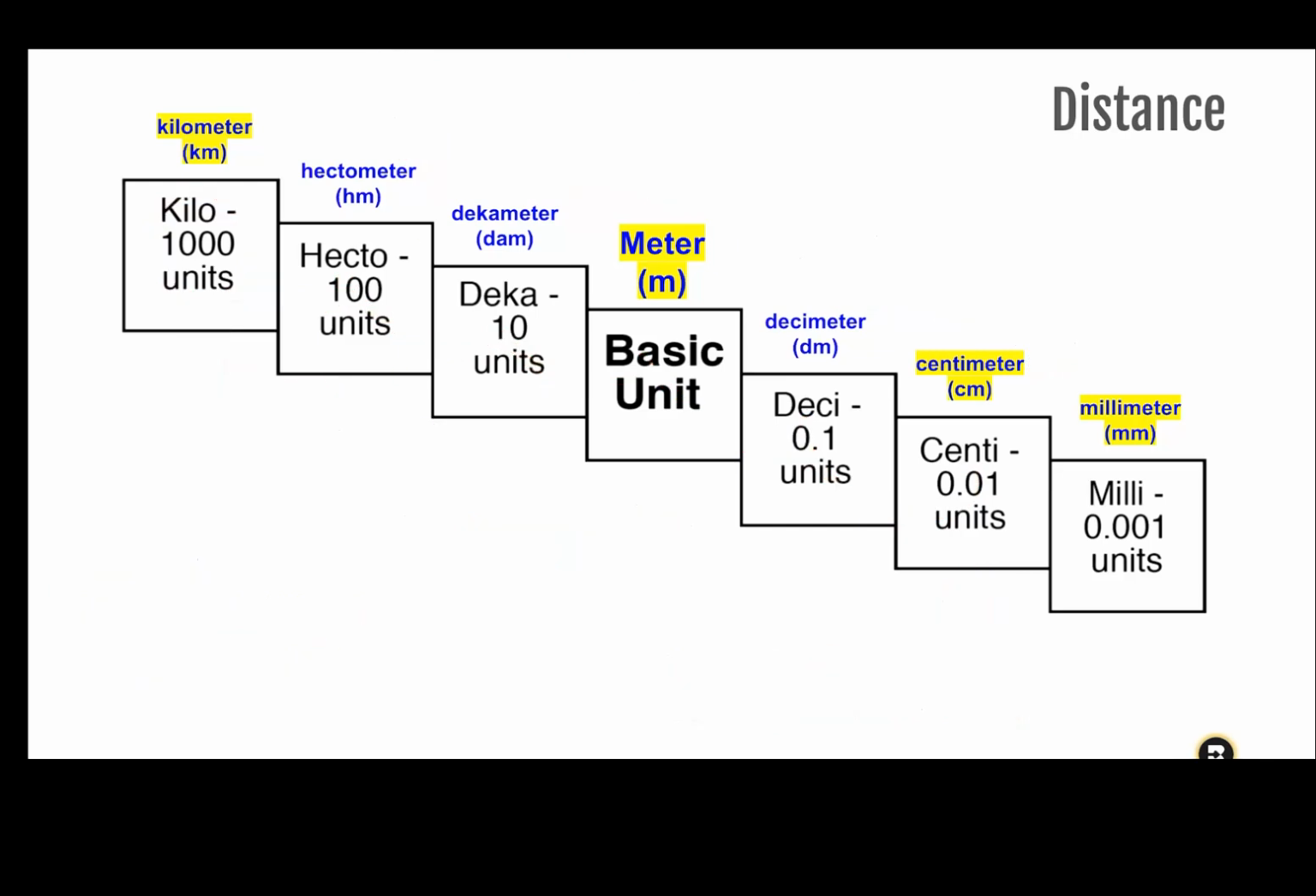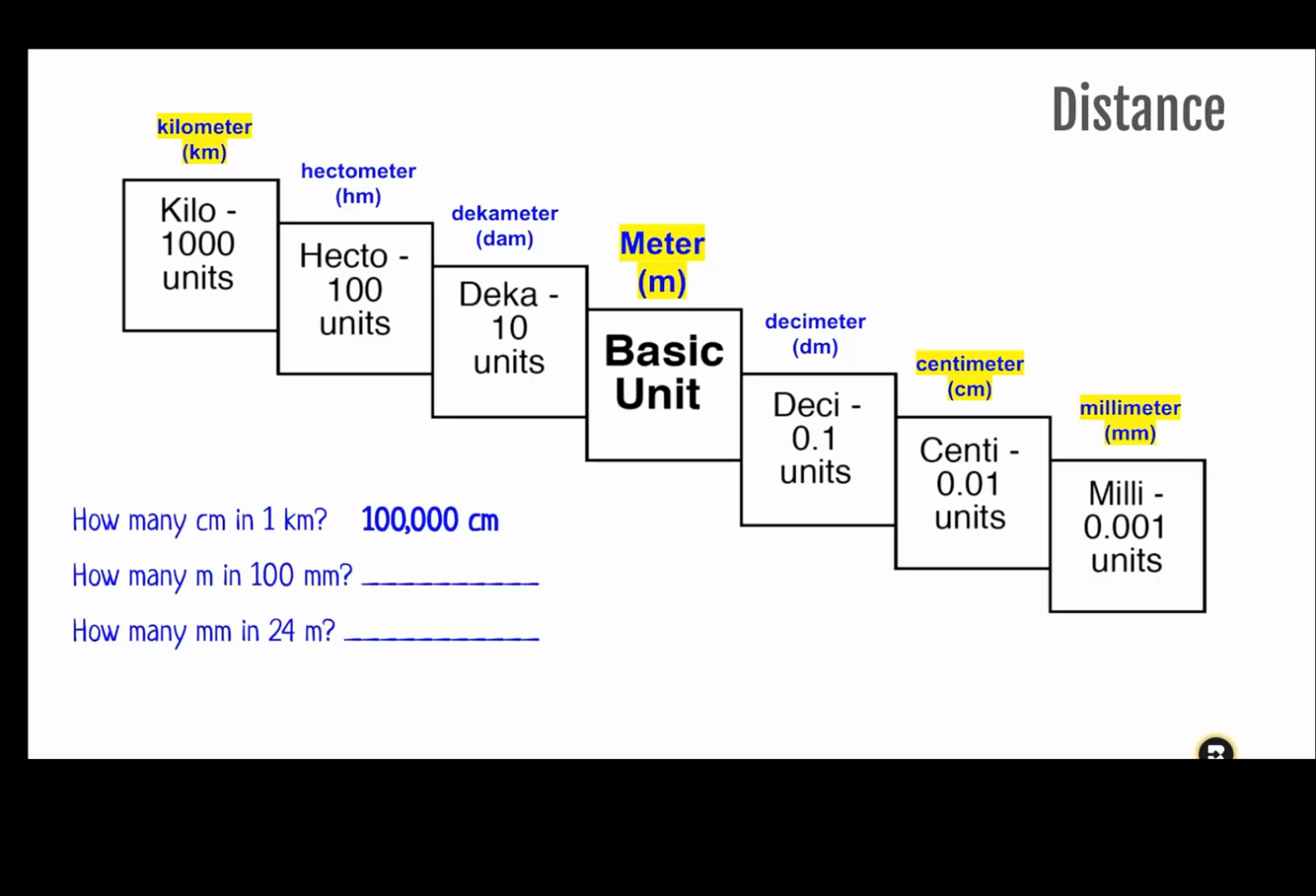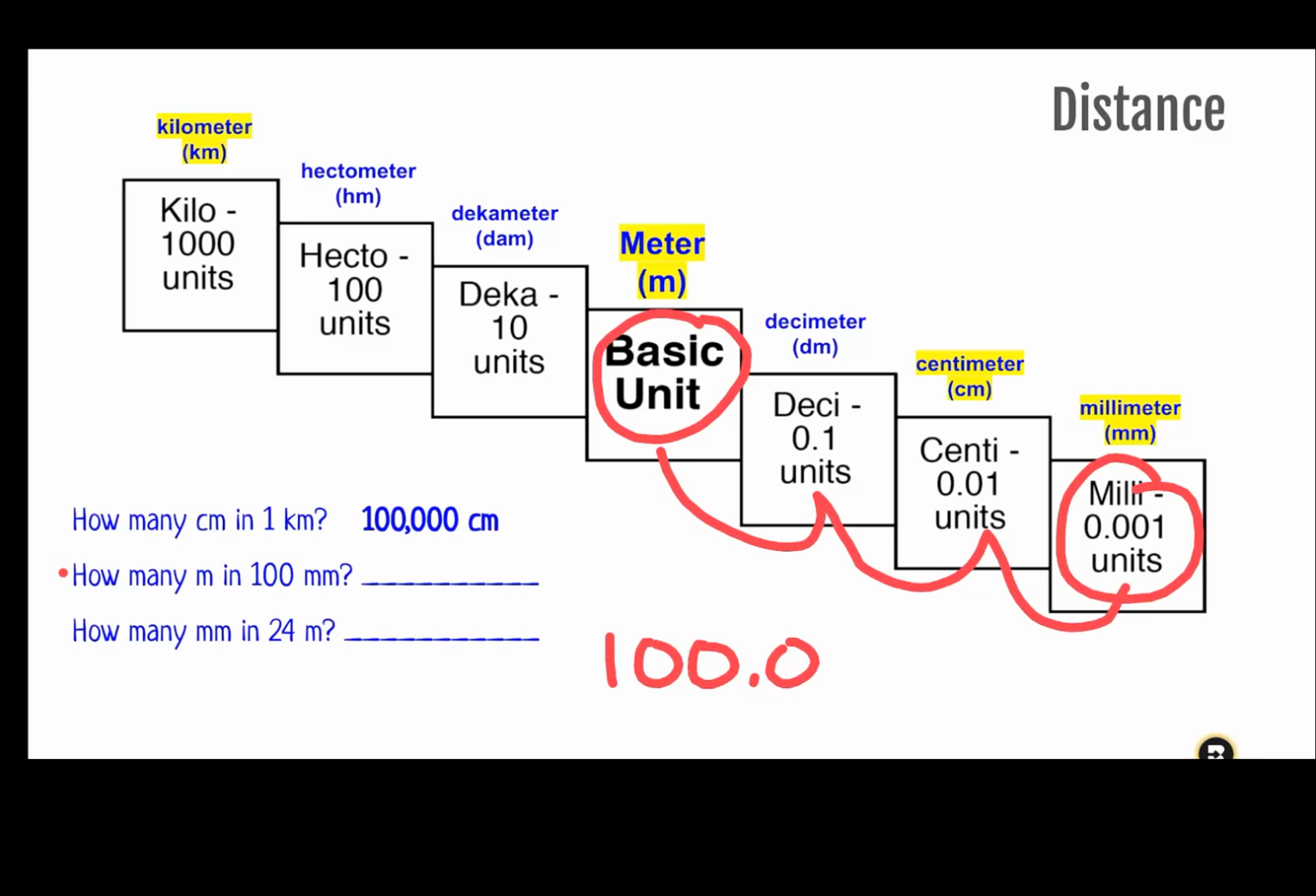So let's do another one here. How many meters in 100 millimeters? If I'm starting here and I want to go to here, I'm going to write out my 100, which has the decimal point there. The organizer tells us that I need to hop 1, 2, 3 places to the left. So 1, 2, 3, which means there's a decimal here. So the answer is 0.1.